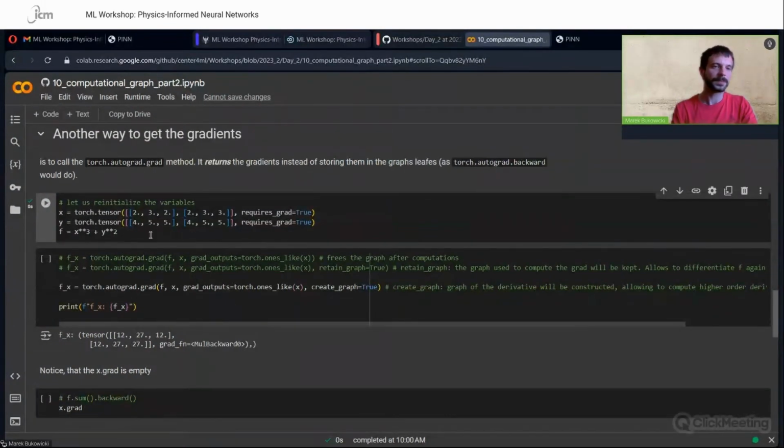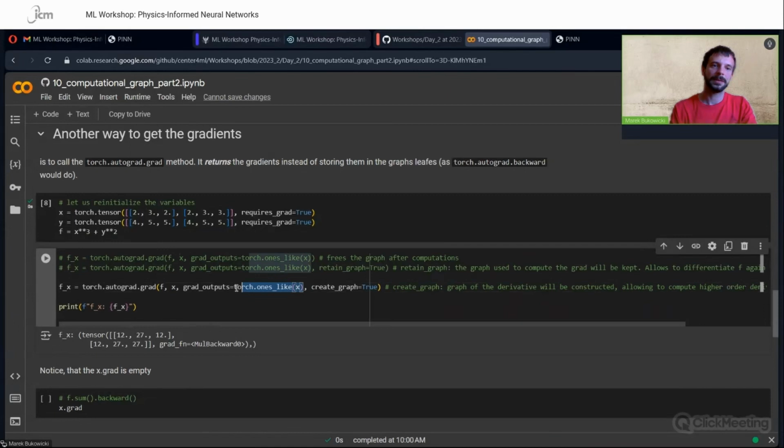We have the same calculations here, and now we'll calculate the derivative of f with respect to x, but without the backward. So we need torch autograd grad. What we differentiate f by, what x, and this is the shape of the gradient outputs. This is the weights, so not so important here. It's just always in all examples and applications.